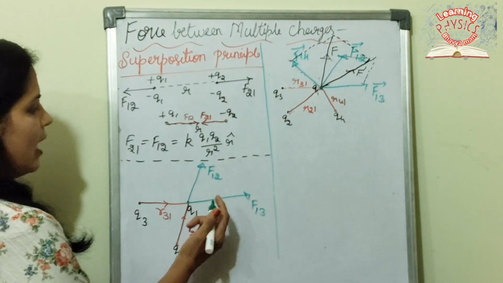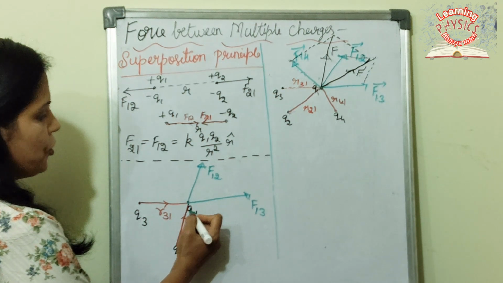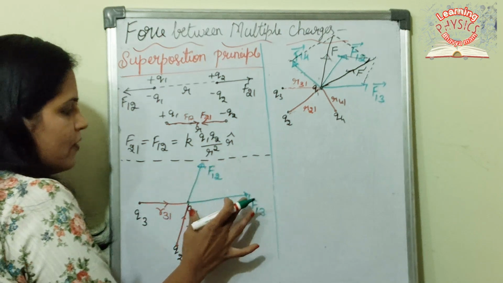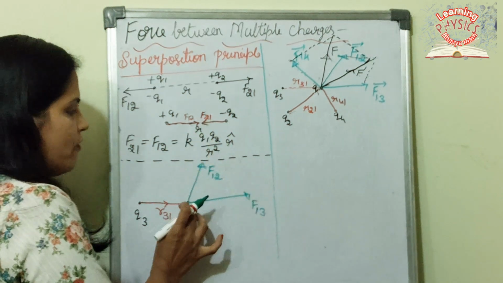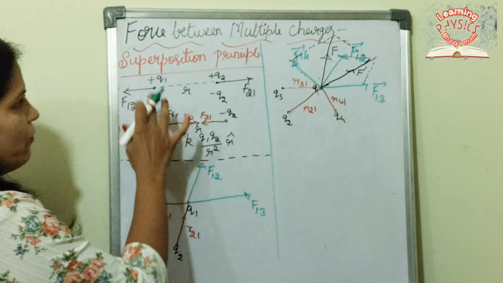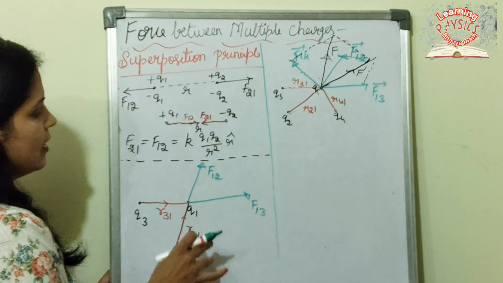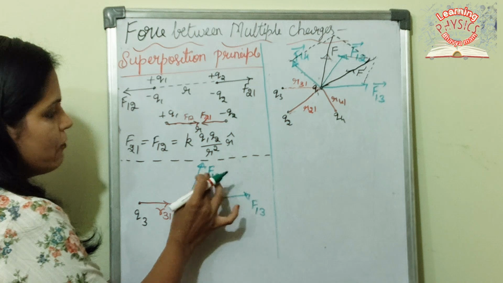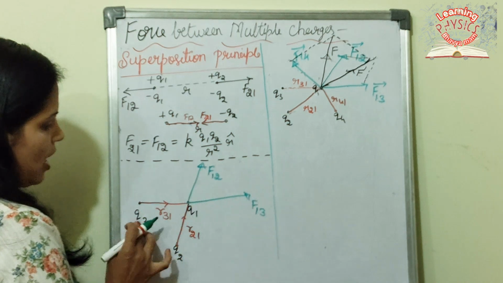Now we are having, see here, the charge Q1 experiences two forces. Then what is the direction of the final force? What is the direction of the total force? So we are using the superposition principle here. According to that principle, the total force is the vector sum of forces due to the remaining charges.